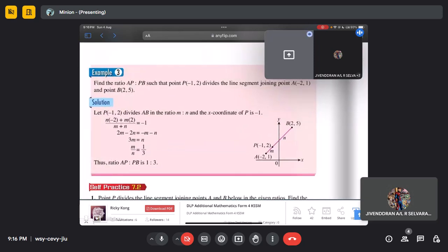Children will be continuing with example 3. Okay, so example 3, the question is: find the ratio AP to PB such that point P(-1, 2) divides a line segment joining point A(-2, 1) and point B(2, 5). So the question has given the coordinates and they're asking us to find the ratio.